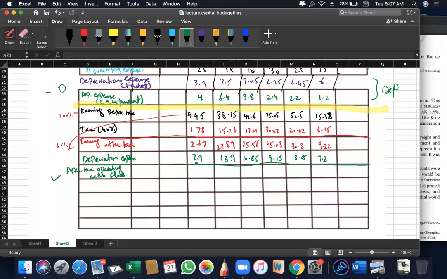So by adding them, you will get your answer, that is 2.67 plus 7.9. It is 10.57. Yes, adding them. Please don't round it. 22.89 plus 13.9. So it is 36.79. 25.56 plus 10.85. So this is 36.41.